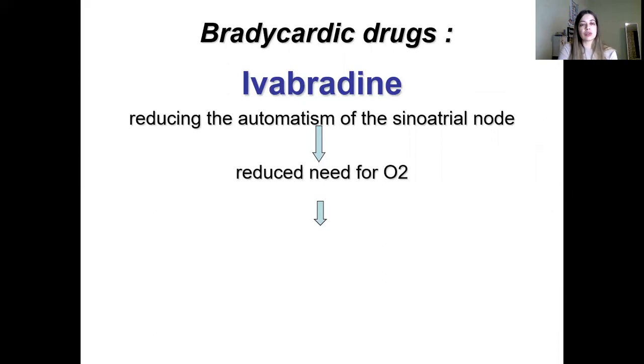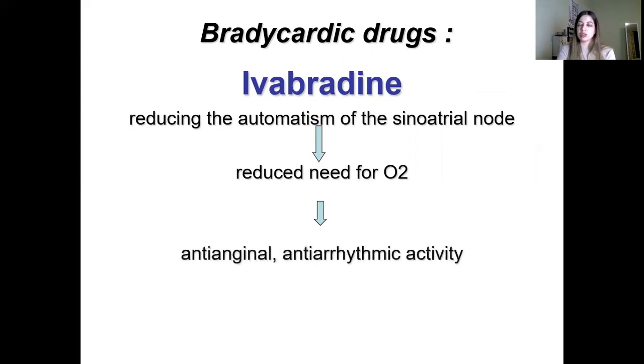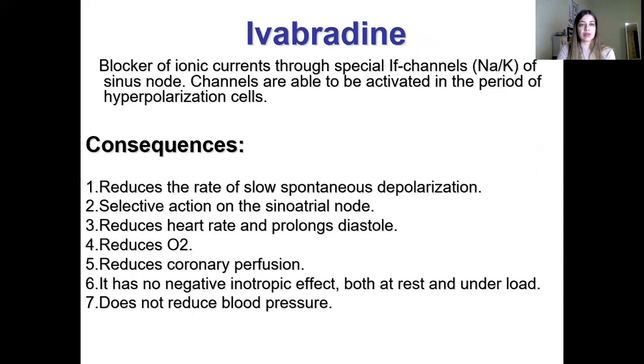Okay. Bradycardic drugs, as I said, also reduce the heart rate, like ivabradine. It reduces the automatism of the sinoatrial node, which reduces the need for oxygen. It gives us anti-anginal and anti-arrhythmic activity. How does it work? I mean by mechanism. It's the blocker of ionic currents, of the influx of the ions through the special If channels. They are sodium-potassium channels of the sinus node. The channels are able to be activated in the period of hyperpolarization of the cells.